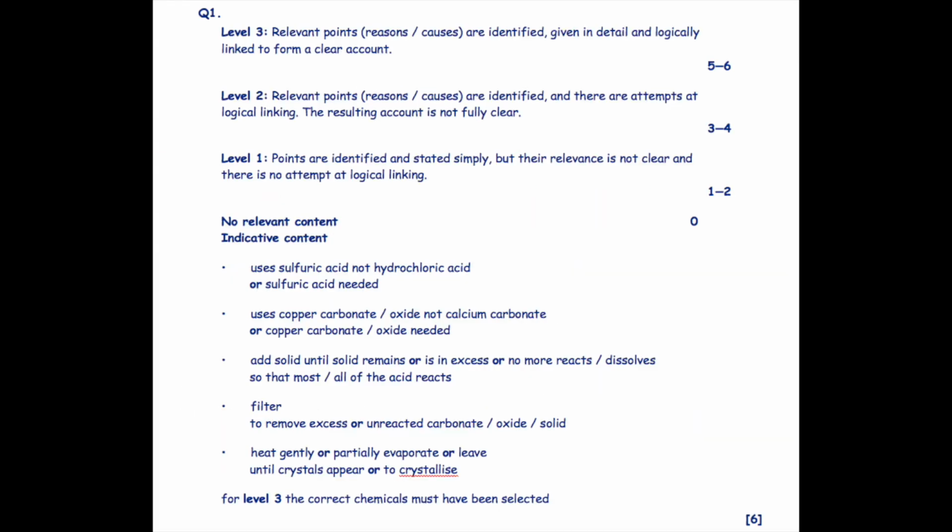Now look at the mark scheme that has been provided by your exam board. Note at the bottom it states that correct chemicals must be used to score 5 and 6. Therefore, even if your explanation of improvements is spot on, you'll miss the top marks if you fail to correct the use of wrong reactants.